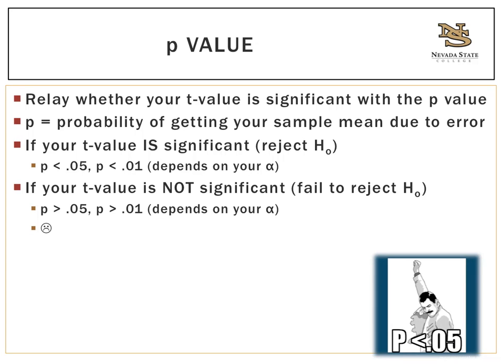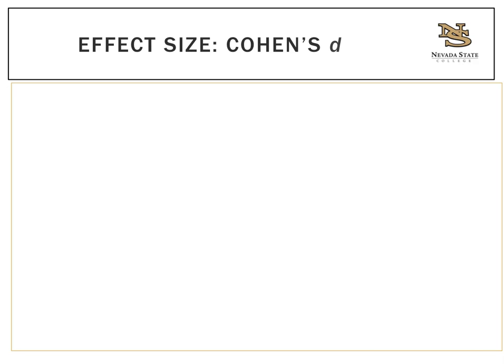Okay, so let's go on to effect size. So let's say that you get a significant t-statistic. Party time! You've rejected your null. You found support for your alternative. And now you want to say, well, okay, I know that I have a significant difference, but I'd like to know, how big is my effect, right?